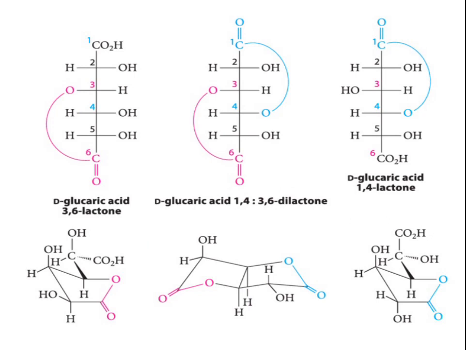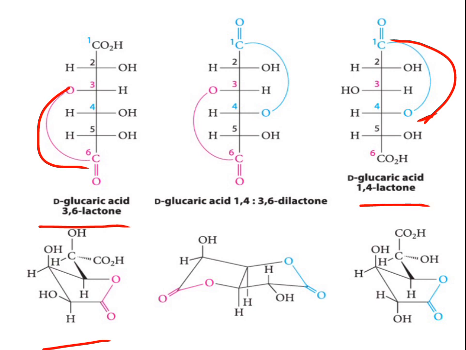Now this D-glucaric acid, what happens? This can form 3 types of lactone. This is the D-glucaric acid 3,6 lactone. This number 3 OH group is attacking this number 6 carbonyl or COOH group. So this type of lactone is being formed. In another case, this 4 hydroxyl group can attack this 1 carbon. So you can get a 1,4 lactone.